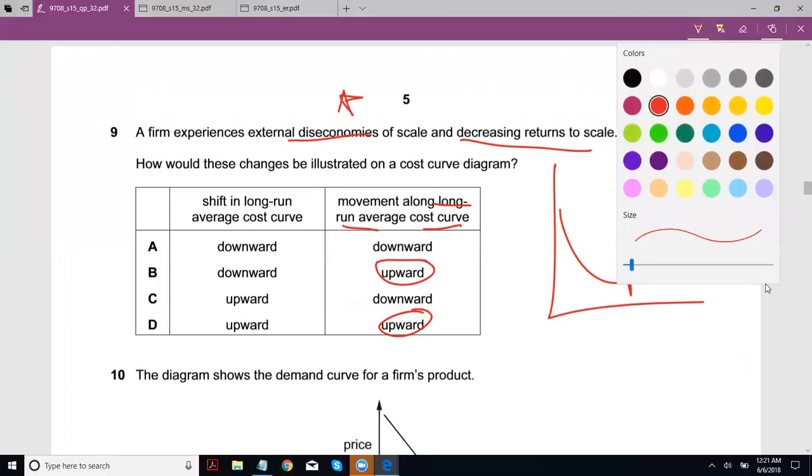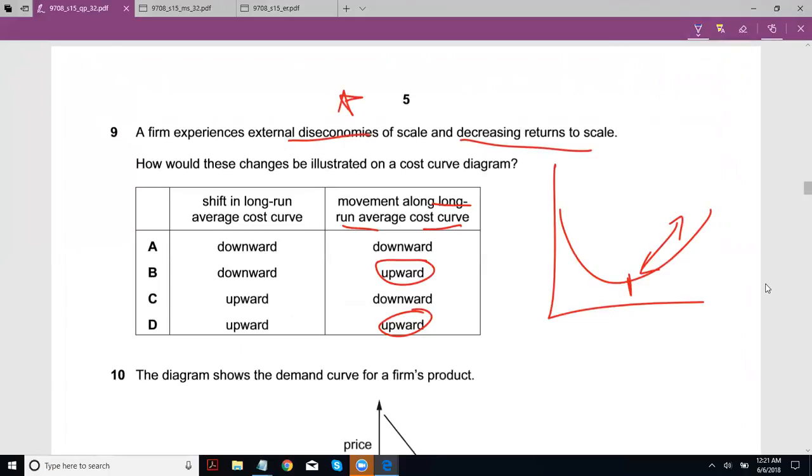Yeah, because upward signifies this is going to be your cost, right? This is output. This is your long run average cost curve. Excuse the bad handwriting. But upwards indicates how average cost is increasing. Downwards would indicate that average cost is decreasing. That would be economies, not diseconomies. So upwards and a shift in the long run average cost curve.